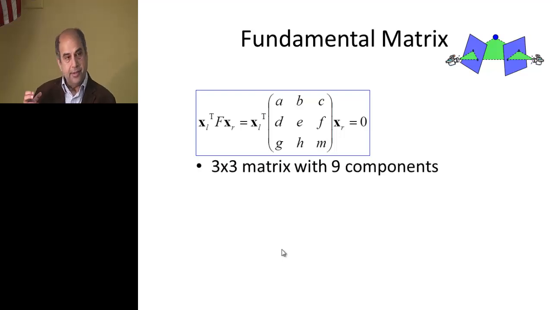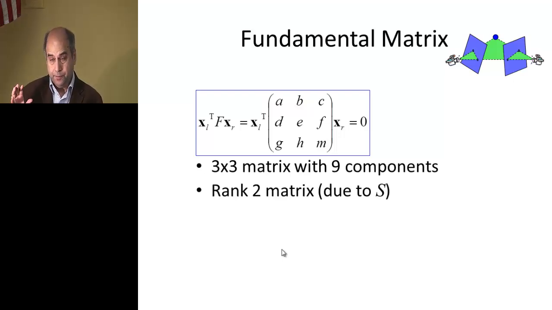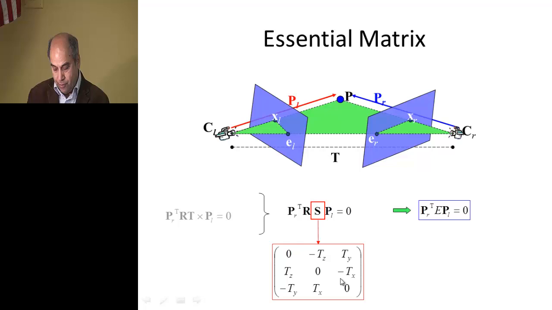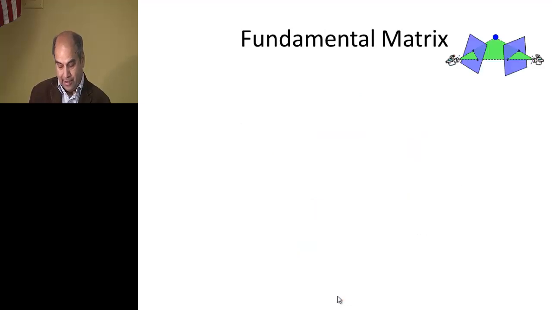Now this has properties. It has 9 elements, and it is of rank 2, because the S matrix is of rank 2. That anti-symmetric matrix, as you remember here from the translation, is rank 2. If you find the eigenvalues of this, and actually you should do that, then one of the eigenvalues will be 0. If not all 3 eigenvalues are non-zero, the rank cannot be 3. If one of the eigenvalues is 0, the rank can be maximum 2. So this actually has rank 2. That's one thing we are going to use.